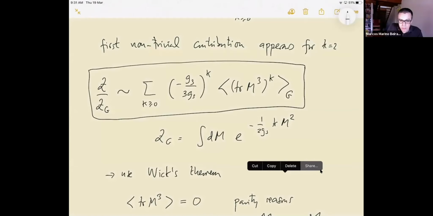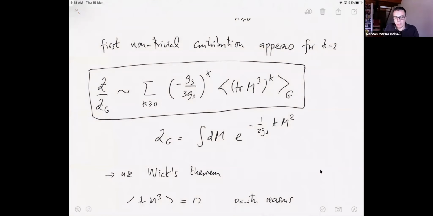Now it doesn't move. Okay, now it doesn't move again. So let's wait a little bit.